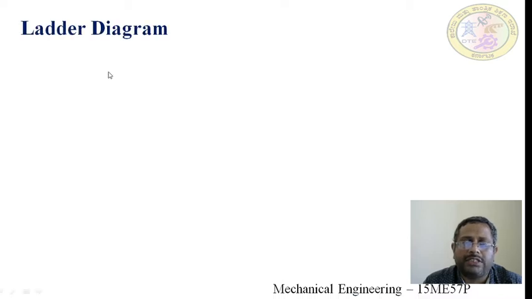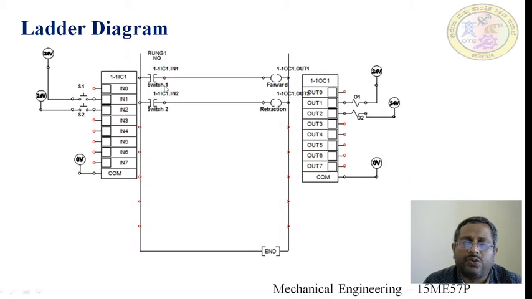Next, we will see what the ladder diagram is. Here we require two rungs to control the movement. The first rung is used to control the forward motion of the piston, and the second rung is used to control the retraction motion of the piston. For that, we require two rungs.